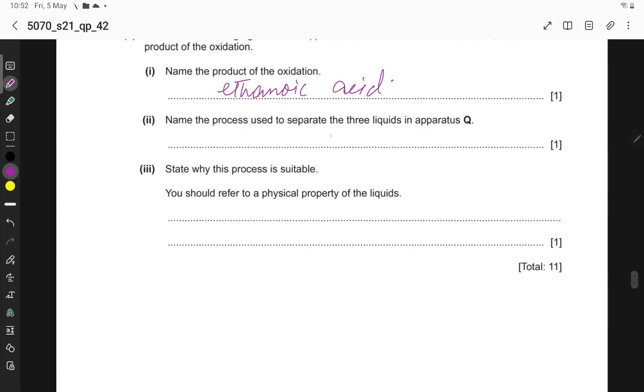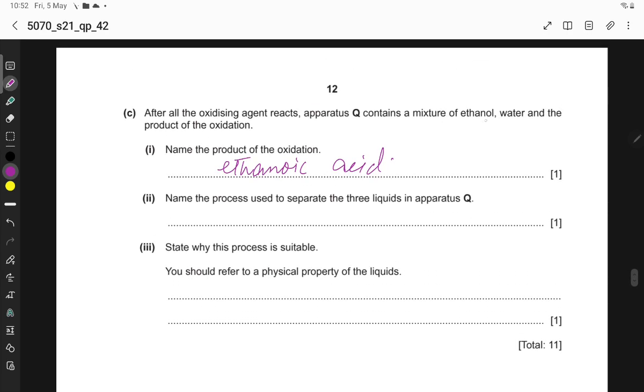Name the process used to separate the 3 liquids in apparatus Q. So apparatus Q contains ethanol, water, which are miscible liquids, and ethanoic acid. To separate these three liquids we use fractional distillation, based on their boiling points. In fractional distillation, the liquid with the lower boiling point distills over first, and afterwards the liquids with higher and then higher boiling points.